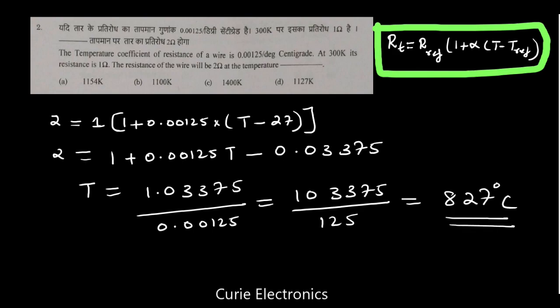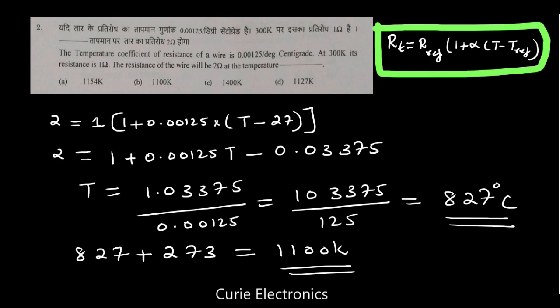So to convert it into Kelvin, what you have to do? 827 plus 273, since 0 degrees Celsius equals 273 Kelvin. So we will get 1100 Kelvin. So the answer is option B, the right answer.